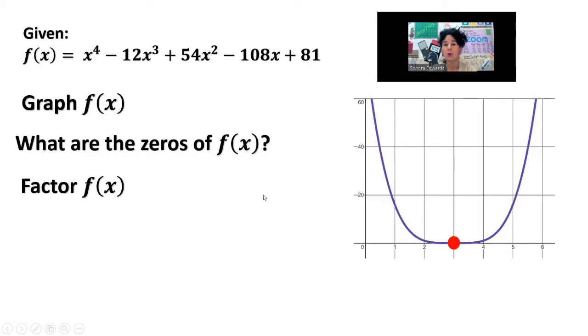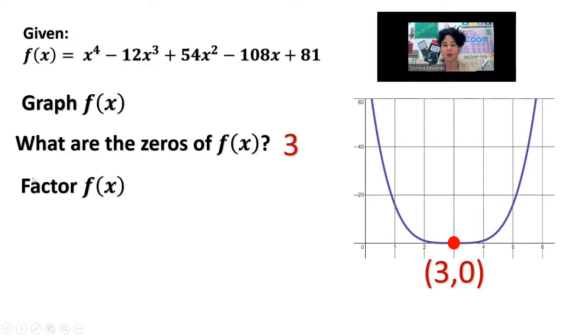And so the reason why it's called a zero is if I were to substitute the number 3 into this function, 3 to the fourth minus 12 times 3 to the third plus 54 times 3 to the second minus 108 times 3 plus 81, that's going to equal 0. So it's the number that makes the function equal 0. But then that also means it is an x-intercept. So vocabulary, zeros of a function and x-intercepts, those are interchangeable here in this instance.